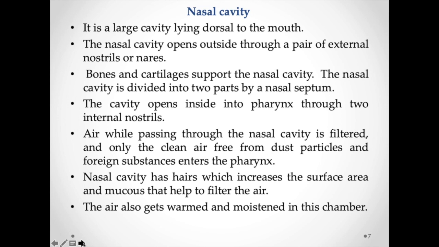Air while passing through the nasal cavity is filtered, and only clean air free from dust particles and foreign substances enters the pharynx. The nasal cavity has hairs, which increase the surface area, and mucus that helps to filter the air. The air also gets warmed and moistened in this chamber.